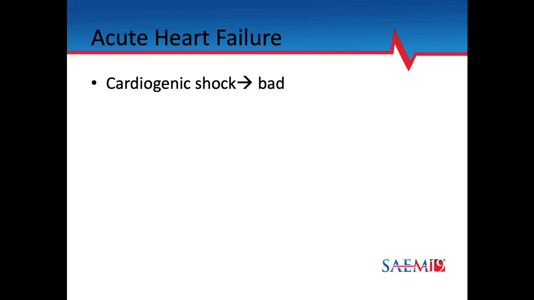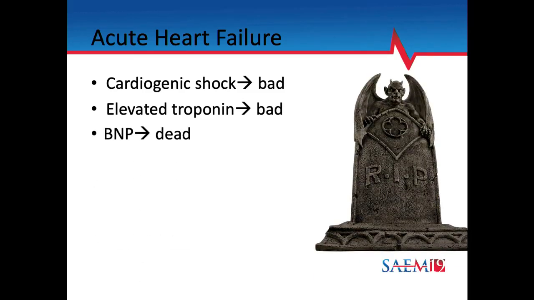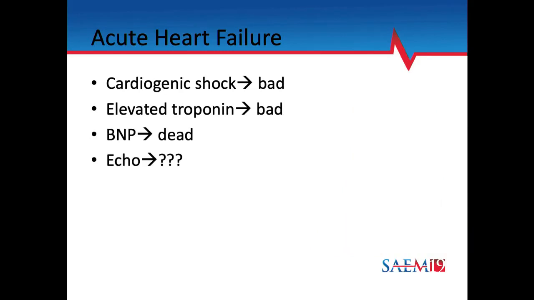We know that patients who show up with cardiogenic shock have a worse prognosis. We know that if your troponin is elevated, even if it's not from an acute occlusion, those patients have a worse prognosis. Hopefully, we all know that BNP is dead for acute heart failure for the most part. But the role for echo is not quite as clearly defined.